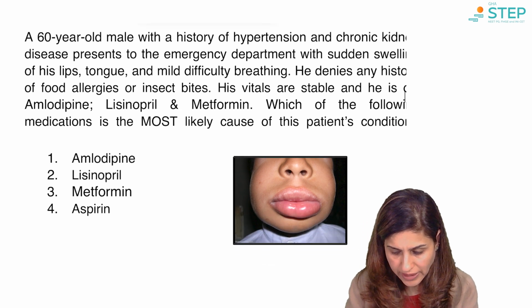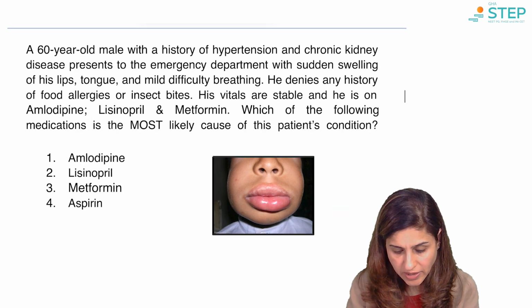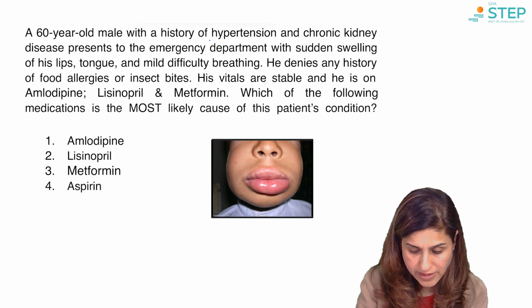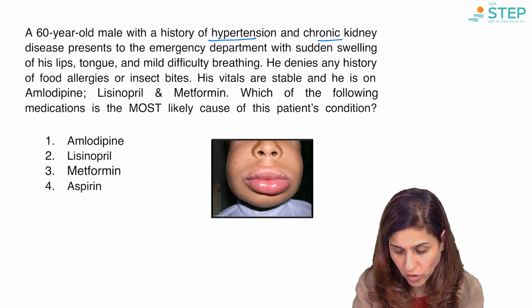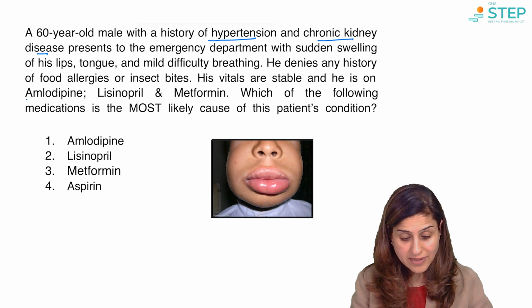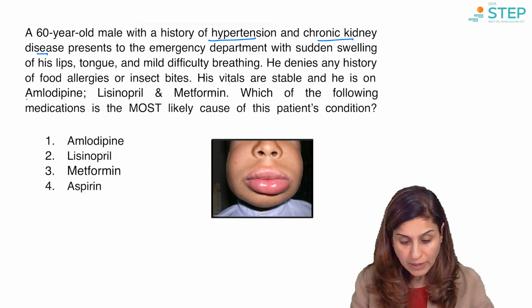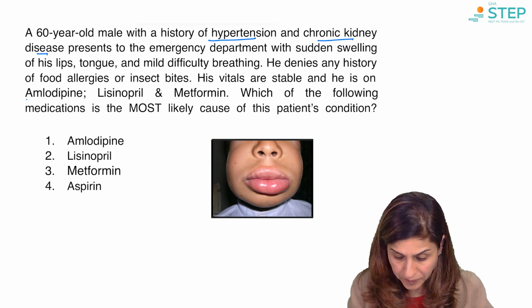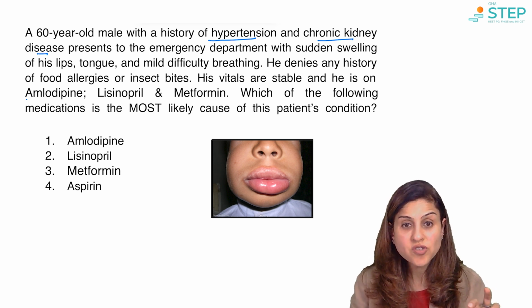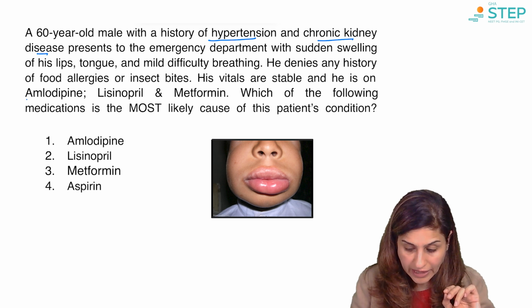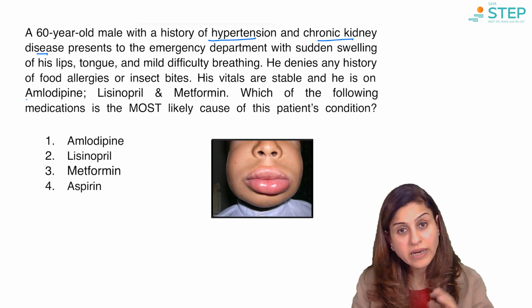All right, let's go to the next question. A 60-year-old male with a history of hypertension and chronic kidney disease presents to the emergency department with sudden swelling of his lips, tongue, and mild difficulty in breathing. He denies any history of food allergies or insect bites. His vitals are stable and he is on amlodipine, lisinopril, and metformin.